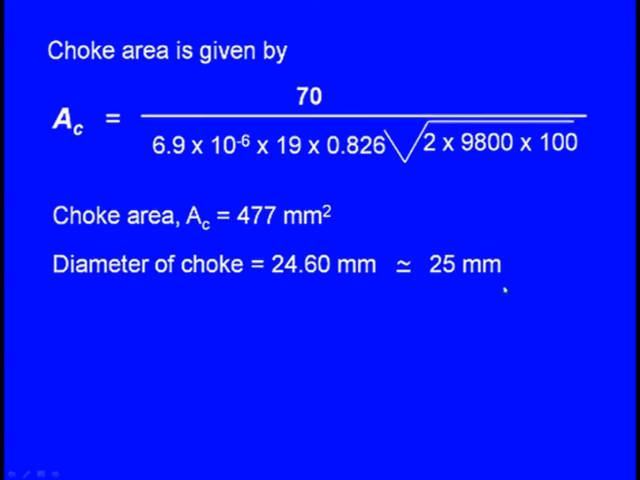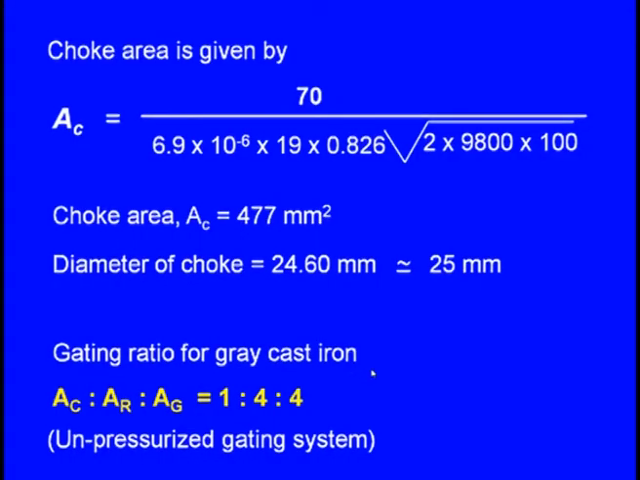Now, what is the gating ratio for gray cast iron? For gray cast iron, the gating ratio AC is to AR is to AG is equal to 1:4:4, and we are taking here an unpressurized gating system. Why?